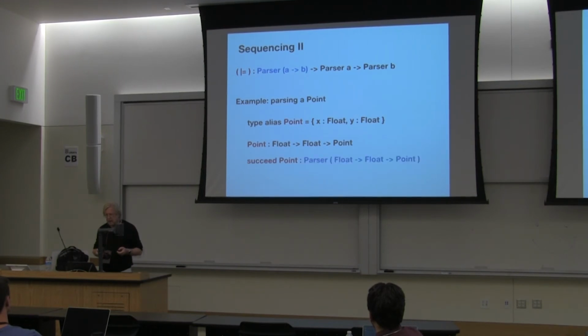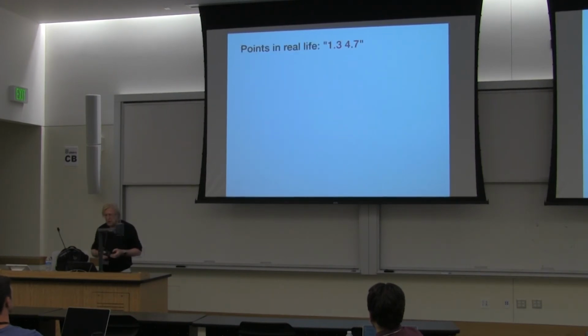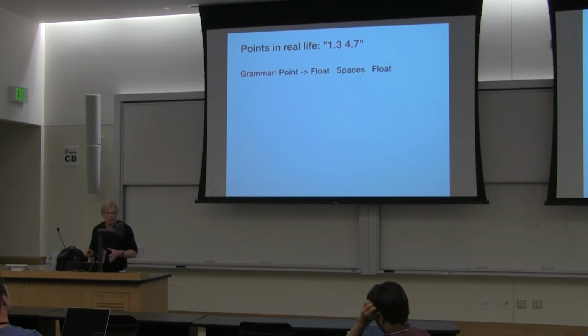Okay, so if I form the value succeed point, that is going to be a parser of type float to point. And I'm going to use that in the next slide, and you'll see what's going on here. So in real life, a point might be represented by, say, 1.3 space 4.7. And that's described by a little mini grammar like this. The non-terminal point goes to float, followed by spaces, followed by float. Maybe I should have put those in red or something.